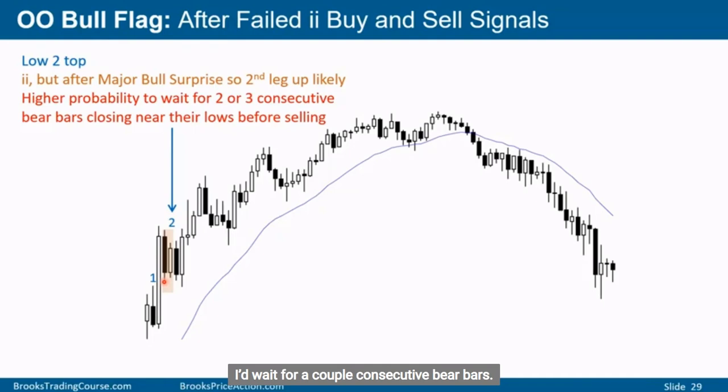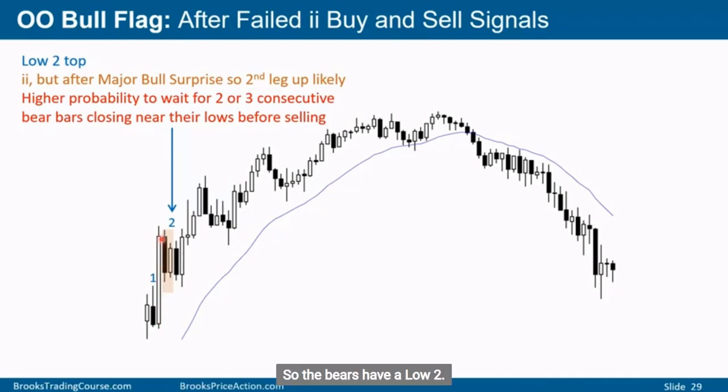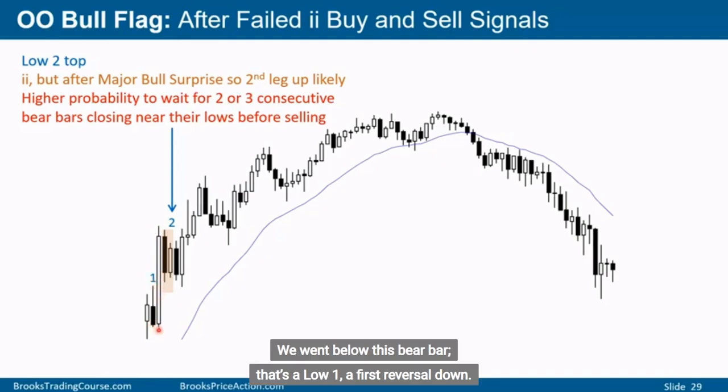I'd wait for a couple consecutive bear bars. This is such a surprisingly big bull bar. Chances are we're going to go higher. So the bears have a low 2. We went below this bear bar. That's a low 1, a first reversal down. We went below the low of this bull bar, and that's a second reversal down. But I'm not willing to take that short.